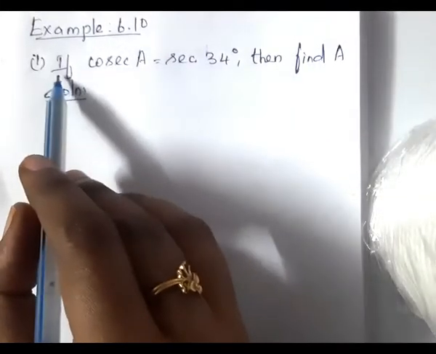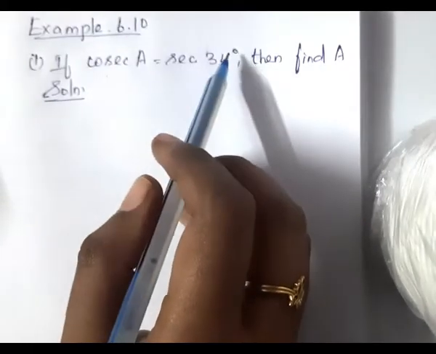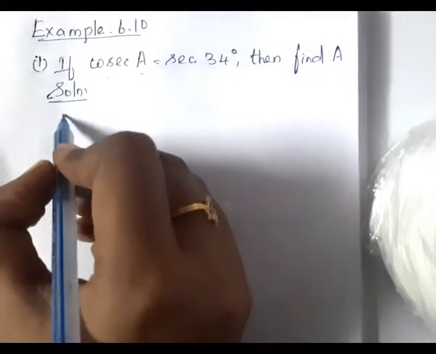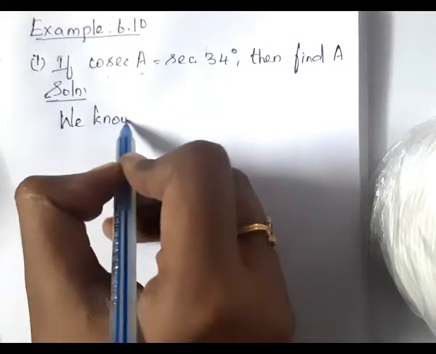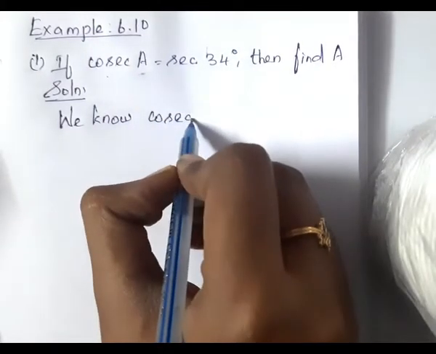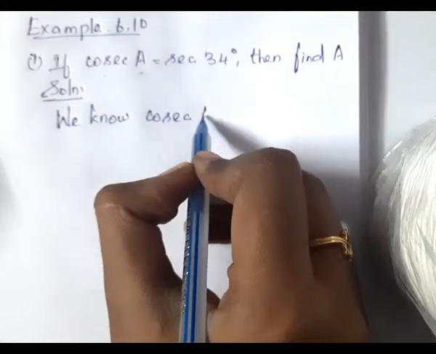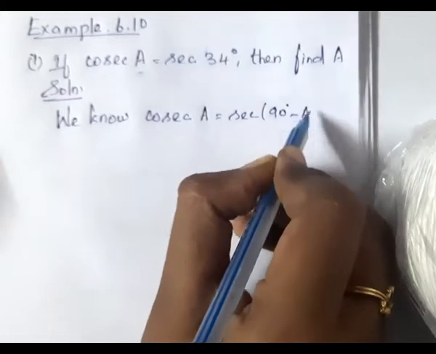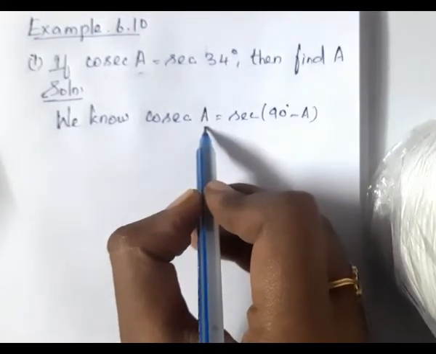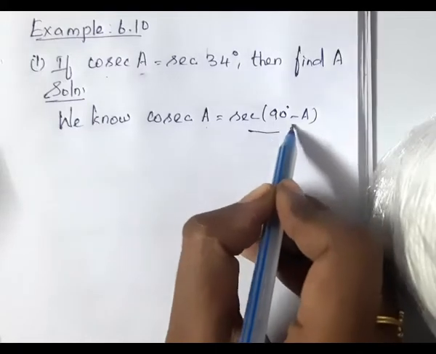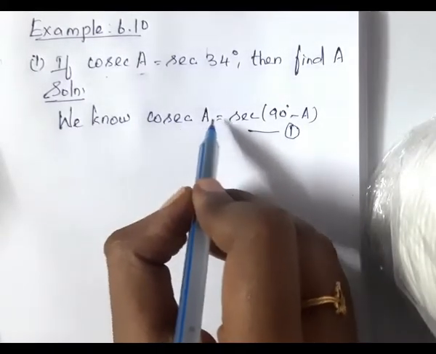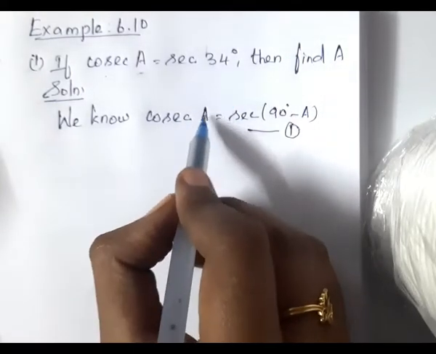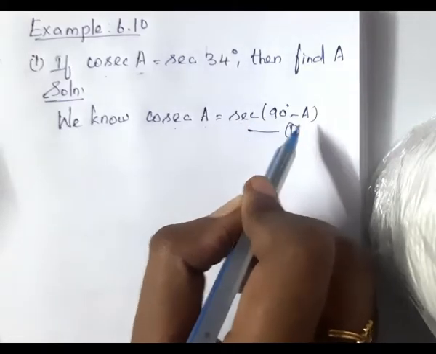Next example, first part. If cosecant A equal to secant 34 degree, then find A. This value we have to find out. Okay. Already we know the formula. Cosecant A equal to secant 90 minus A. Take equation 1. Already you know the formula. Cosecant theta equal to secant 90 degree minus theta. Just write A in the place of theta. Cosecant A equal to secant 90 degree minus A.